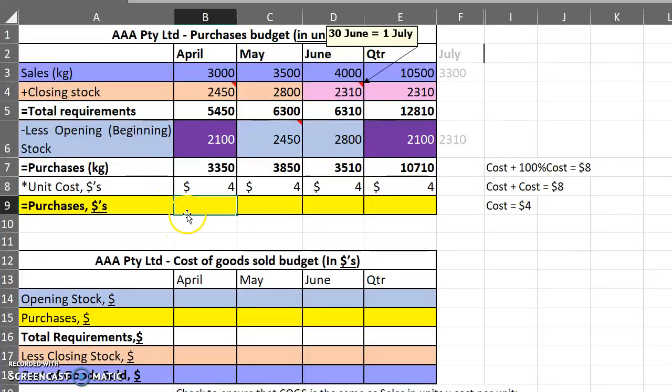And now we calculate purchases in dollars. We will take kilos and we will multiply it by $4. And that gives us total purchases in dollars for April. It's not the same as cost of goods sold because we're making adjustments for opening and closing stock. We could also use Excel in order to do this, and we can make cell references. The beauty of this approach is that I can copy it all the way across.